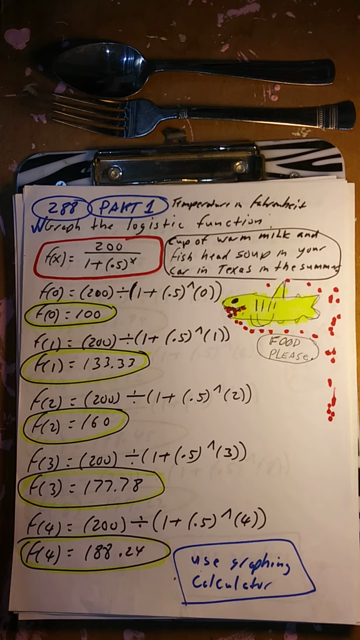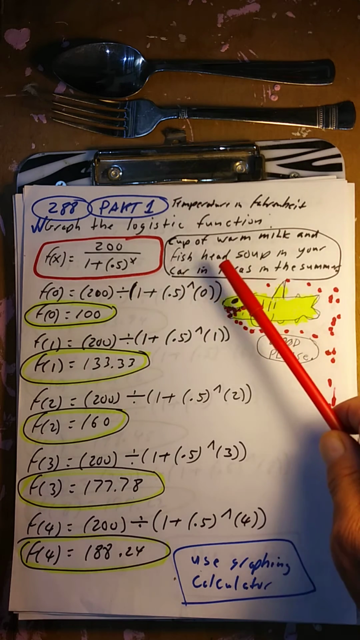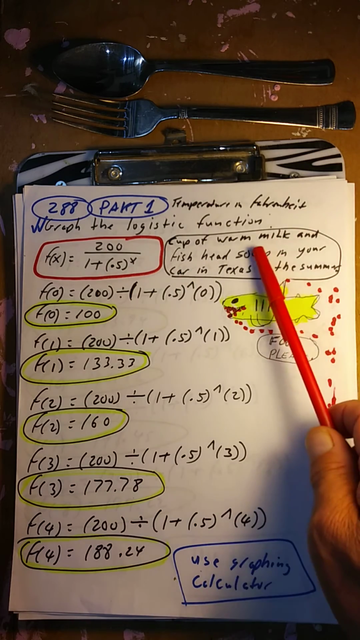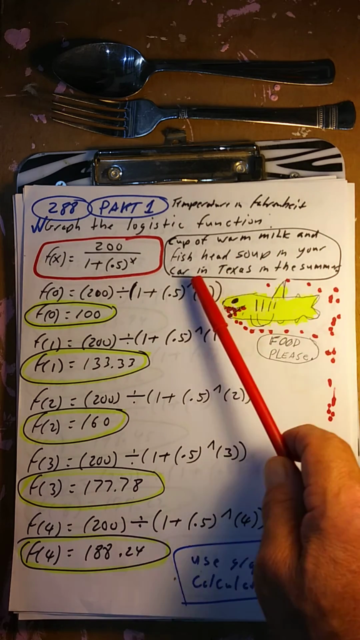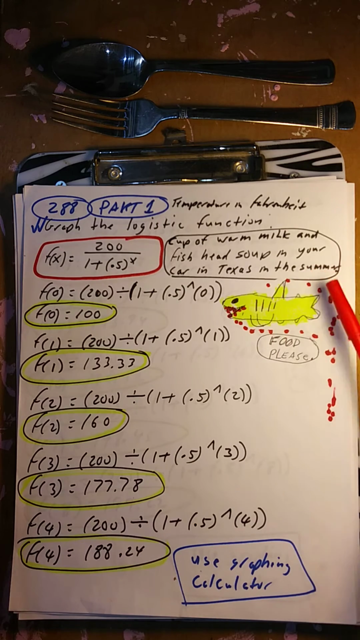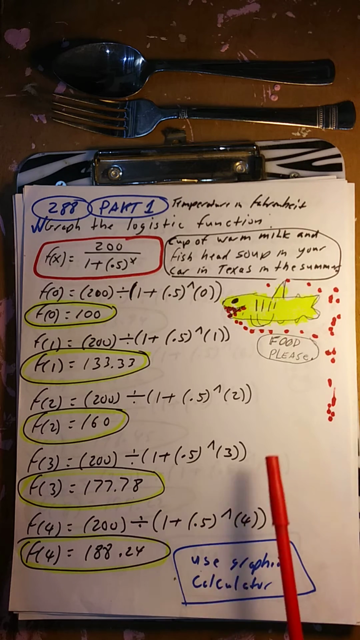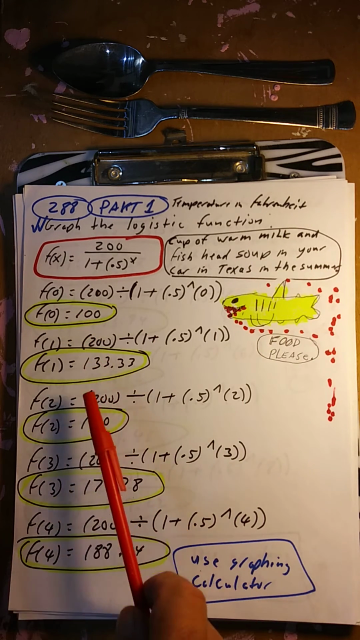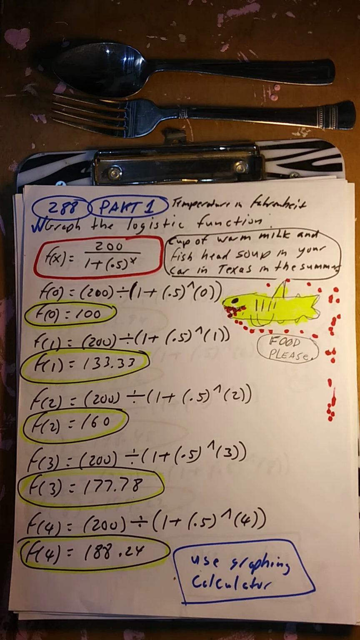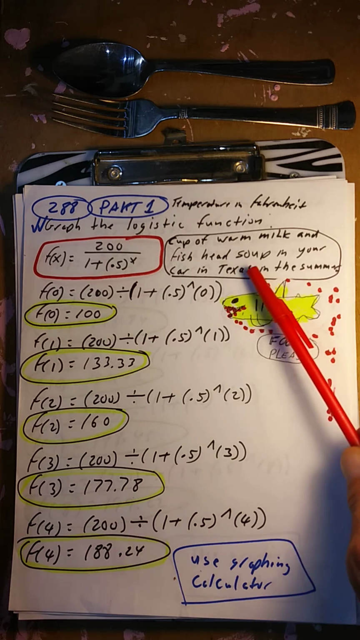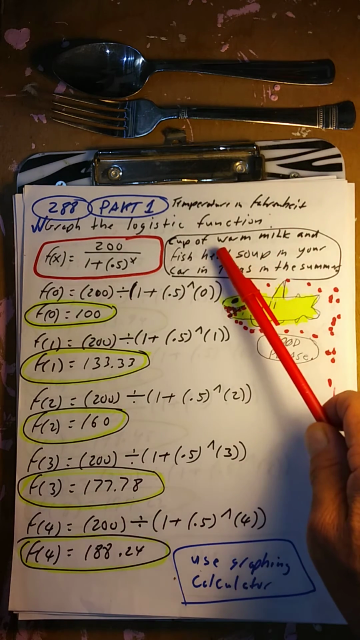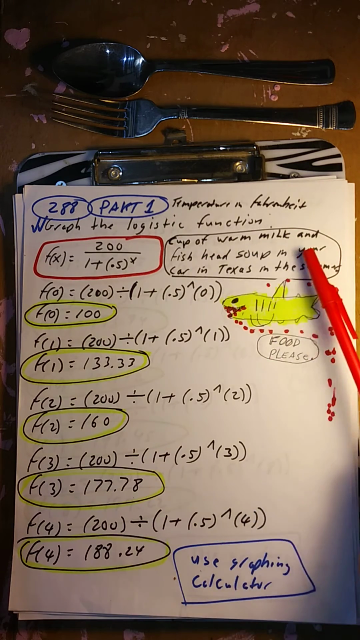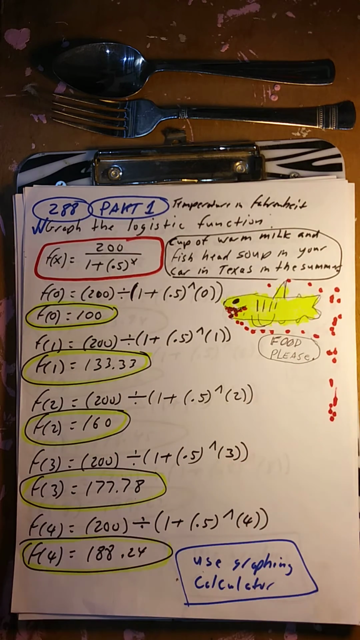Temperature Fahrenheit. Okay. Graph the logistics function. Cup of warm milk and fish head soup. You just make some milk and fish head soup, and you leave it in your car in Texas in the summer, in July, August, whenever. What happens after 0 minutes, 1 minute, 2 minutes, 3 minutes? It's going to get hotter, hotter, hotter. So right now, the original temperature of your cup of warm milk fish head soup is 100 degrees.